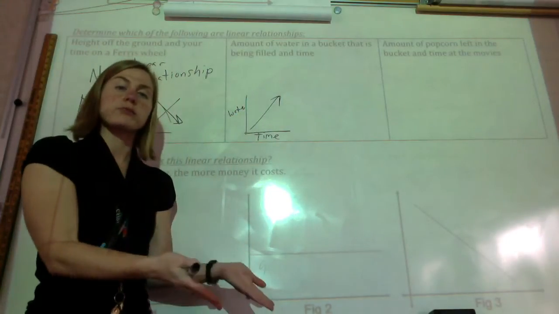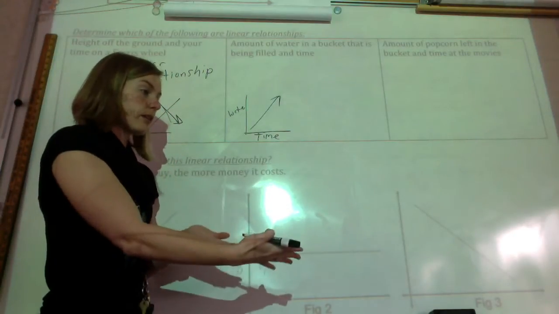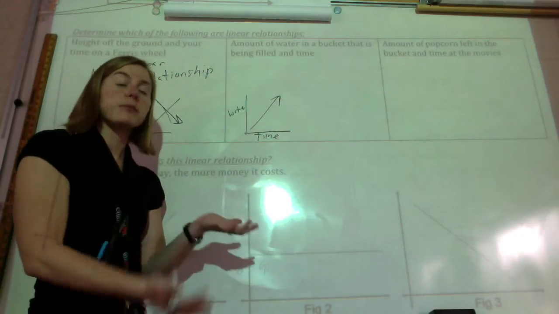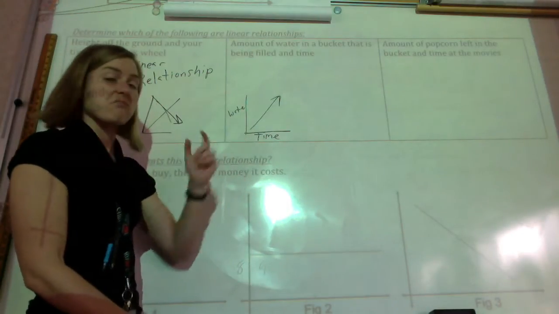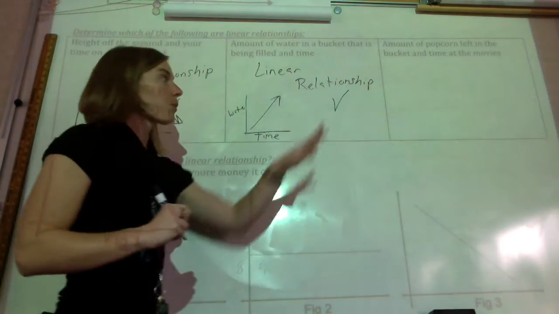The water coming out of the hose is probably coming out at a consistent rate. So the longer I'm waiting, the water in the bucket's going to slowly rise. So the longer I'm filling it up, the more water is going to be there. So I'd say, yeah, that sounds like a linear relationship. What about this last one?